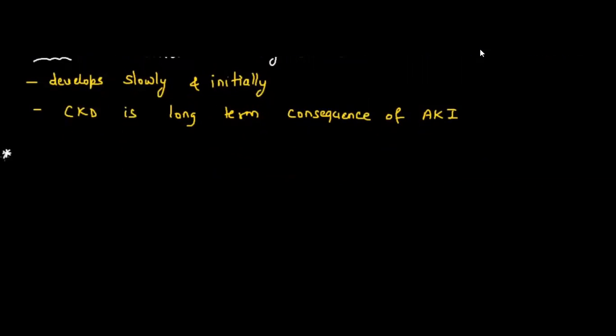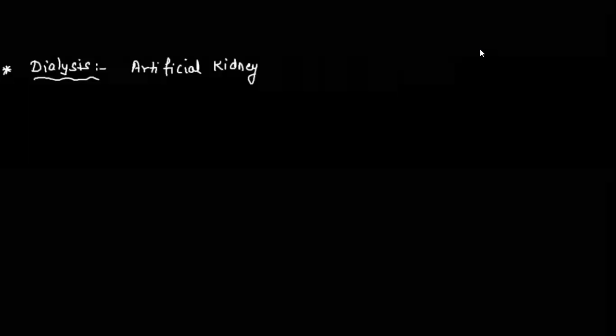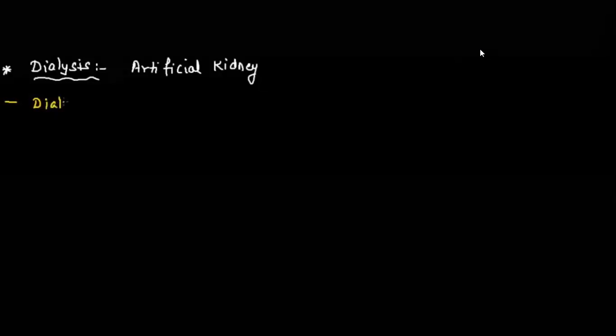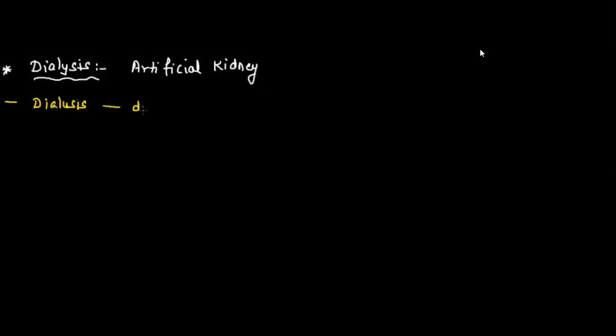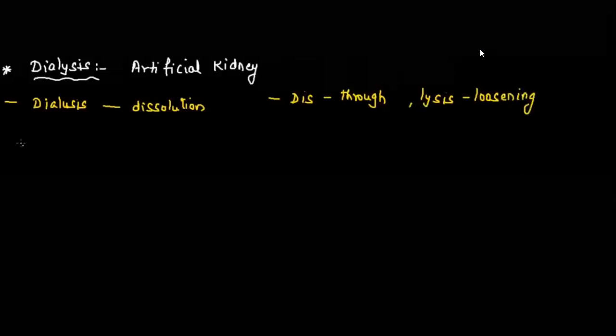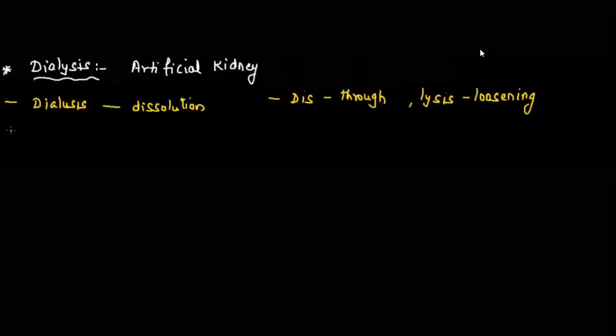The permanent solution that I can suggest is only to go for a kidney donor or kidney transplantation. But if you don't get a donor, if you don't get any person for transplantation, then what can you do? You have to survive on dialysis. Dialysis is also called an artificial kidney. Dialysis. Dia means through. Lysis means loosening. So there is a technical name given to it. Dialysis is nothing but a dissolution. Dia means through, lysis means loosening. So that is dialysis.